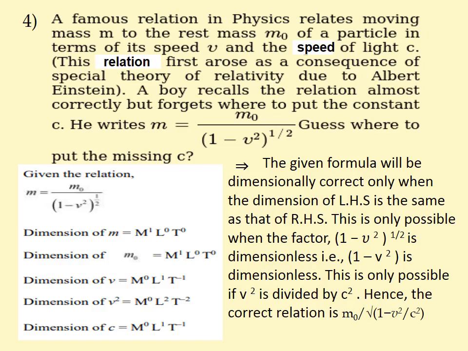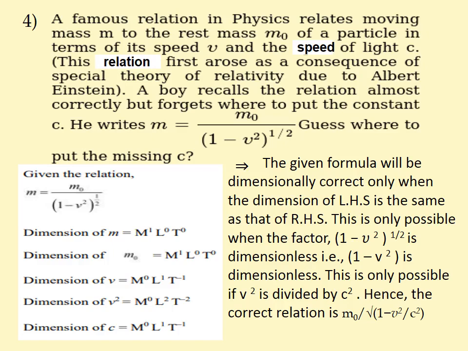First we have to write the given expression from the question: m is equal to m0 divided by (1 minus v square) whole raised to 1 by 2. And also we have to write the dimensions of m, m0, v, v square and c from the expression. You know that the given formula will be dimensionally correct only when the dimensions of LHS is same as that of RHS. You have to check both sides of the expression again.